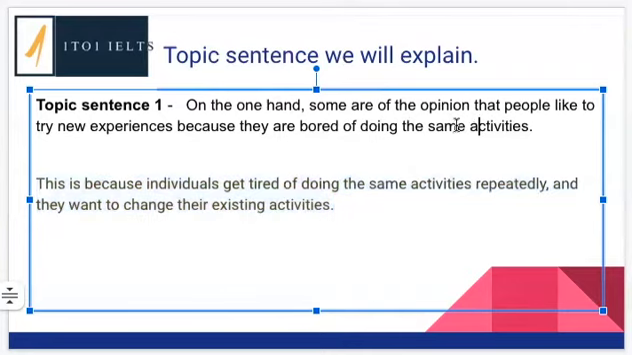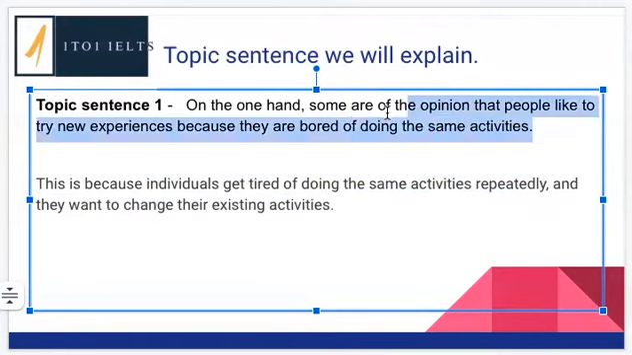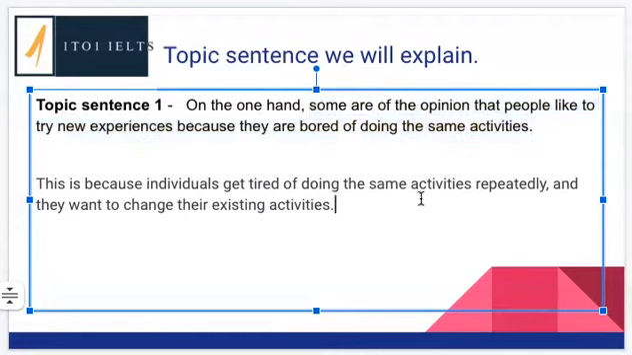And then if we look at the one up here, we've got some of the opinion that people like to try new experiences because they're bored of doing the same activities. What type of sentence is this? Now, this one is a complex sentence. So a complex sentence is when you join an independent clause with a dependent clause. So here, you've got your independent, and here you've got your dependent. So this is what we call a complex.